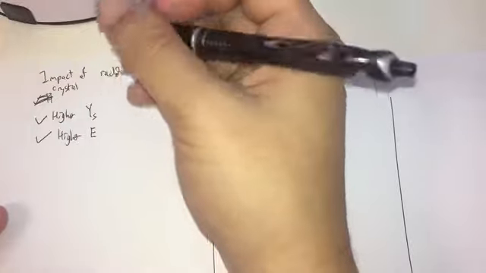Now we have also the higher Young modulus E, and observe that the metal becomes more brittle. So there's embrittlement that happens.